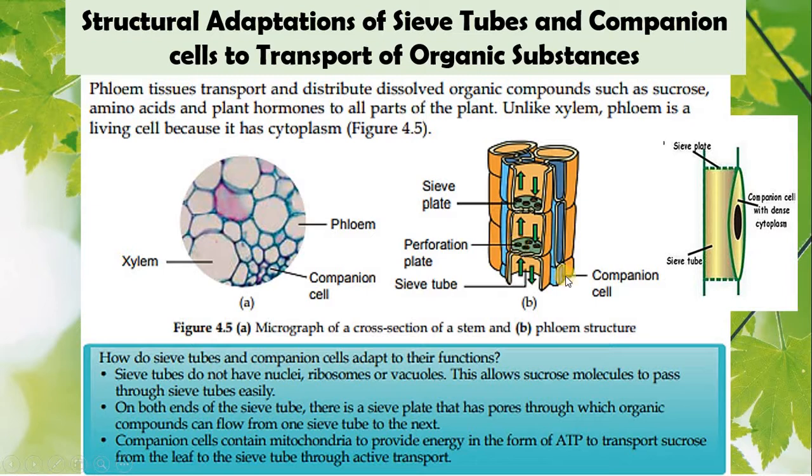These are companion cells. As you can look here, companion cells have dense cytoplasm. So the whole thing here is the sieve tube, and this is a sieve plate.